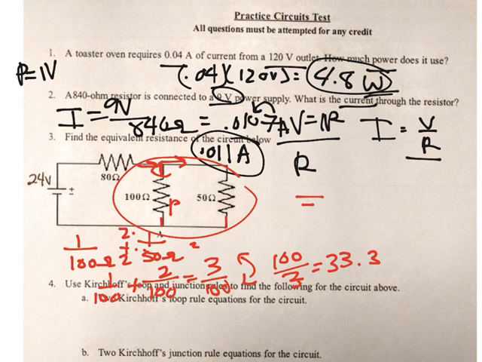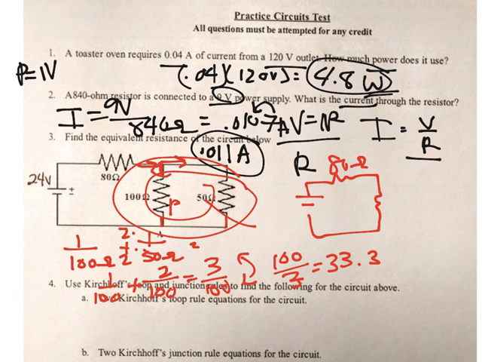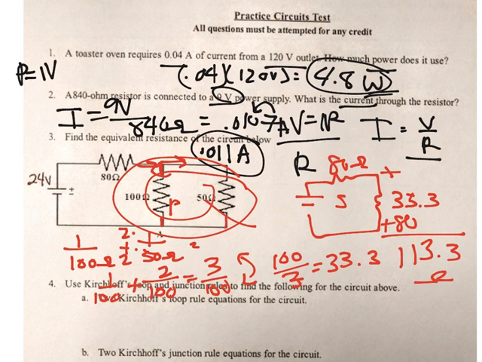Once you've done this, you now have 80 ohms left. This parallel section is now one resistor, which is 33.3. These are now in series, so you can just add them, which will get you 113.3 ohms of total resistance.